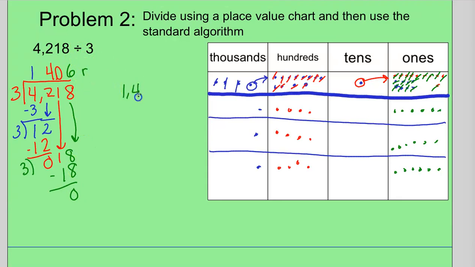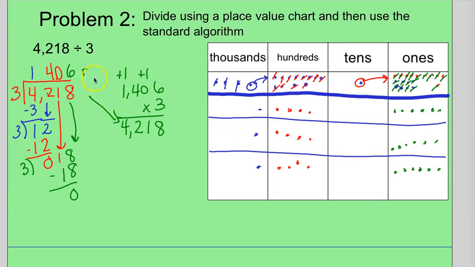So now I'm going to check my work. 6 times 3 is 18. 3 times 0 is 0 plus 1 is 1. 3 times 4 is 12. Carry my 1. 3 times 1 is 3 plus 1 is 4.